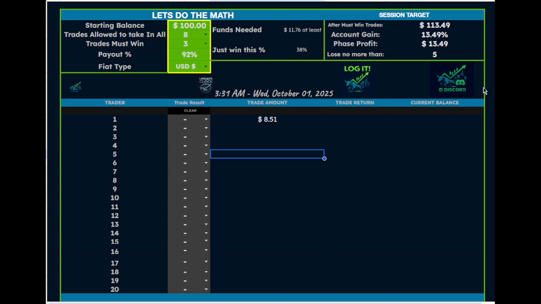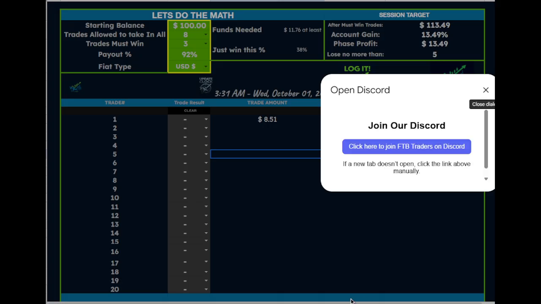And last but not least, here I have a trigger that will take you straight to the Discord. You click that, and it's going to come up letting you know, hey, click here to join From the Bottom Traders on Discord. Why is that important? Because you may have a question and you will be able to reach me there, okay? You may have a question and somebody else may be able to answer your question on the fly. It's going to be a lot of information in the Discord, and trust and believe, you will not be disappointed, all right?